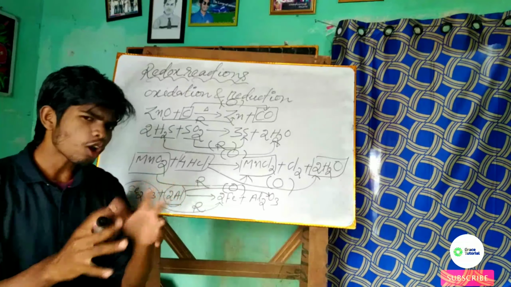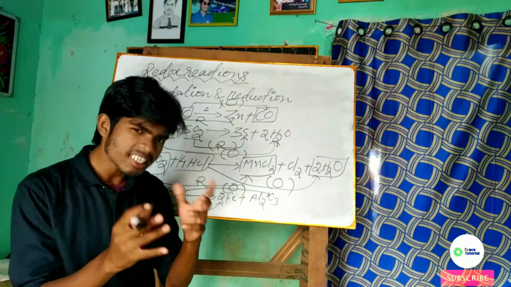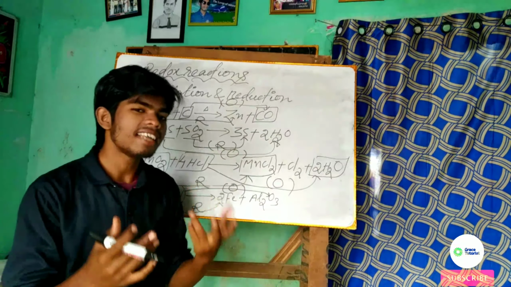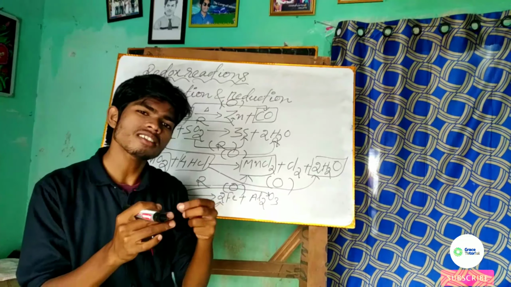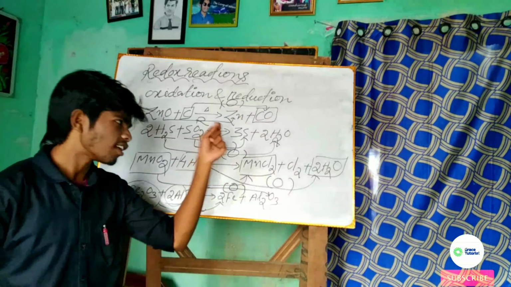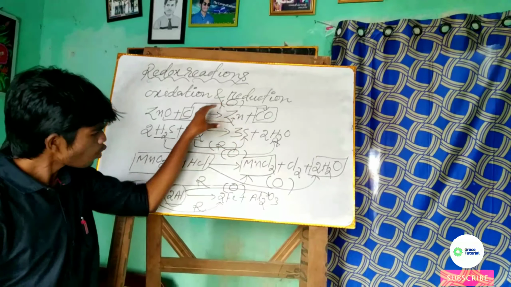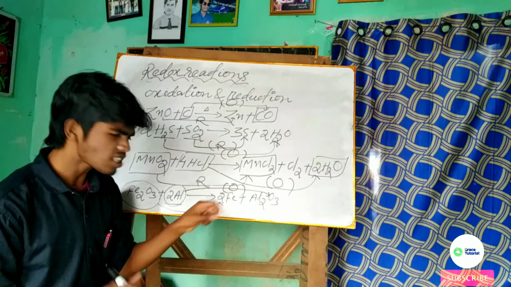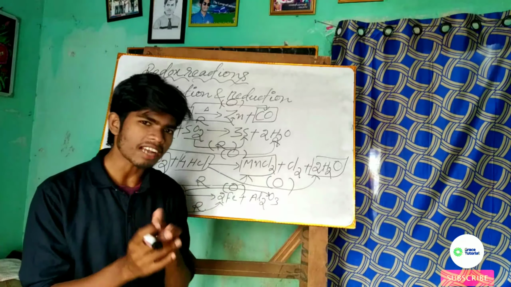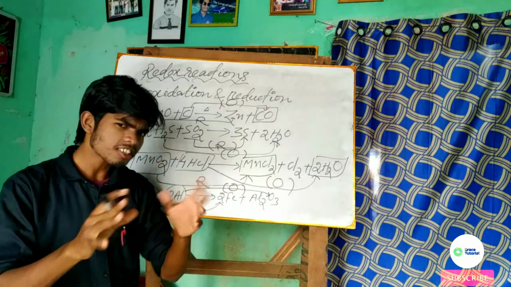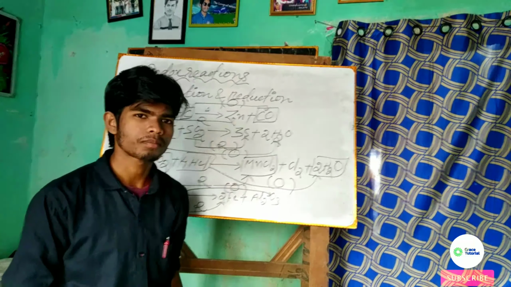So what is this redox reaction? Redox reaction is nothing but the oxidation as well as the reduction. The reaction which possesses both the oxidation as well as the reduction, that reaction is called the redox reaction. And in all these examples, what did we understand? All these examples possess both this oxidation as well as the reduction. That's why all these examples come under the redox reaction. So this is all about the redox reaction.